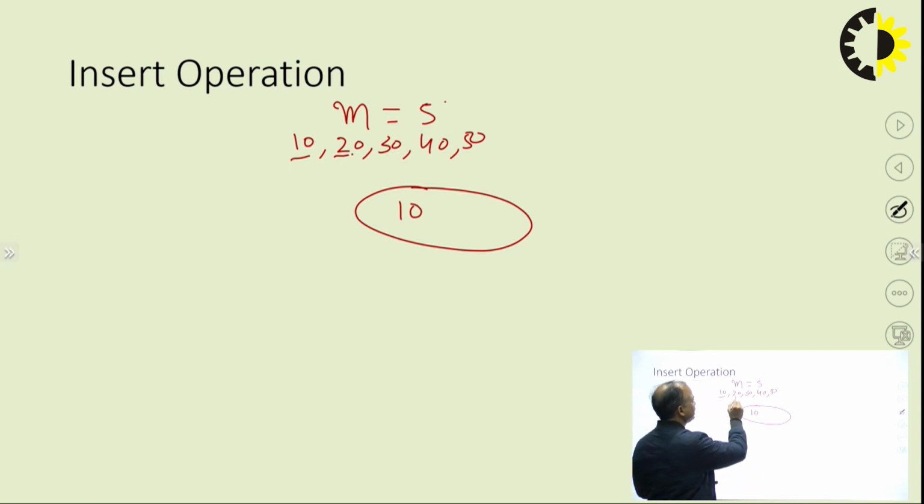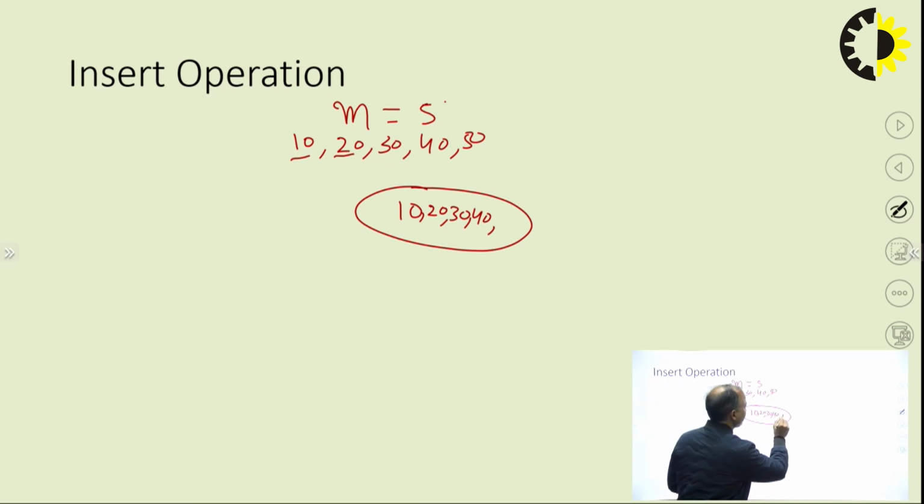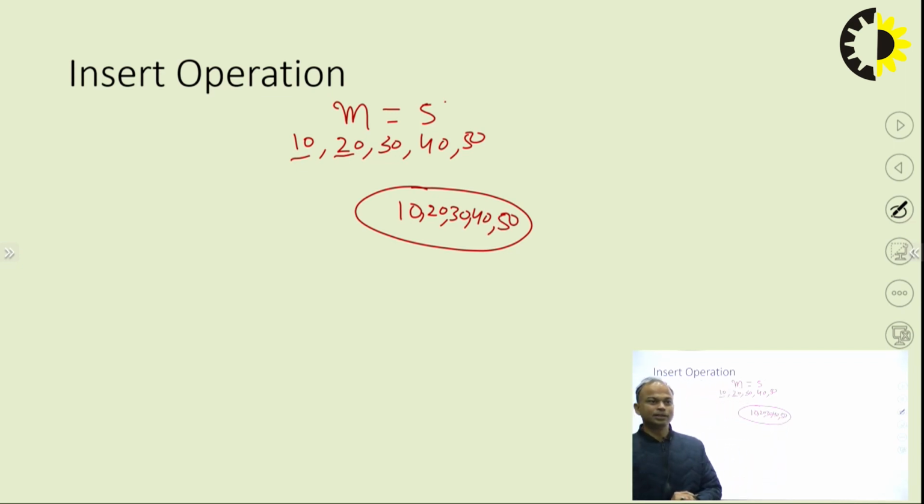Now the next value is 20. Since 20 is greater than 10, we have to place the elements in ascending order, so we place 20 here. Now the next value is 30. 30 is placed here. The next value is 40, and the last value is 50. So now we have a total of 5 keys here, but as per our definition of the B tree, since our order of tree is 5, the number of keys should be a maximum of 4, but in this case we have a total of 5 keys.